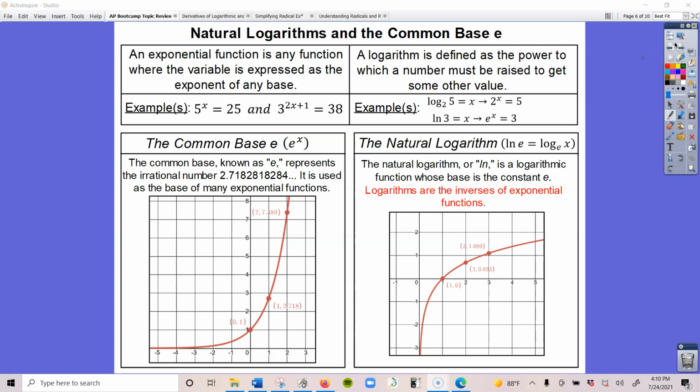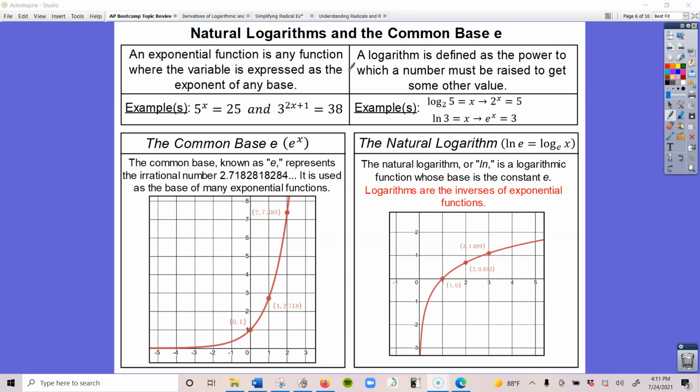In order to understand what natural logarithms are and what e is, we need to understand what an exponential function is. An exponential function is any function where the variable is expressed as the exponent of the base. So I put here as examples 5 raised to the x is equal to 25, and 3 raised to the 2x plus 1 is equal to 38. Notice how x is in the exponent. So this is an exponential function.